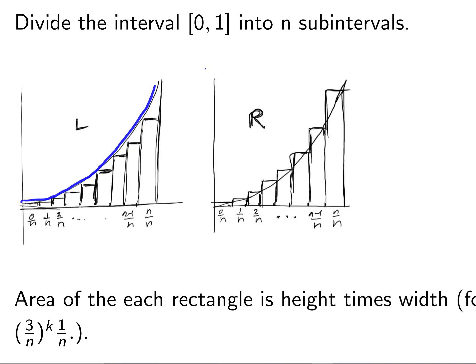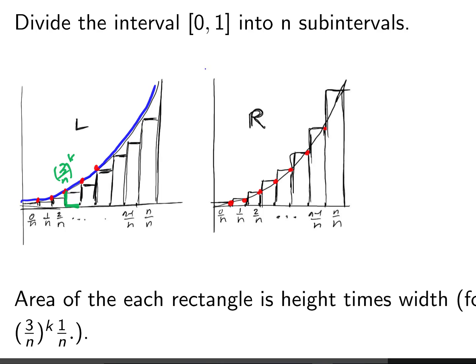Alright, now the left, so if you've been in Cal 2, you know what we mean by the left endpoints: we're picking the left endpoint of each rectangle, whereas on the R, we're using the right endpoints of each rectangle to touch the graph, and those determine our height. And so we're going to estimate the area under the curve by adding up the area of these rectangles. These rectangles have area 1 over n times some height, and that height's dictated by our function. So for example, this one here would have endpoint (3 over n) to the k power. And so the area of that green rectangle is (3 over n) to the k times 1 over n.